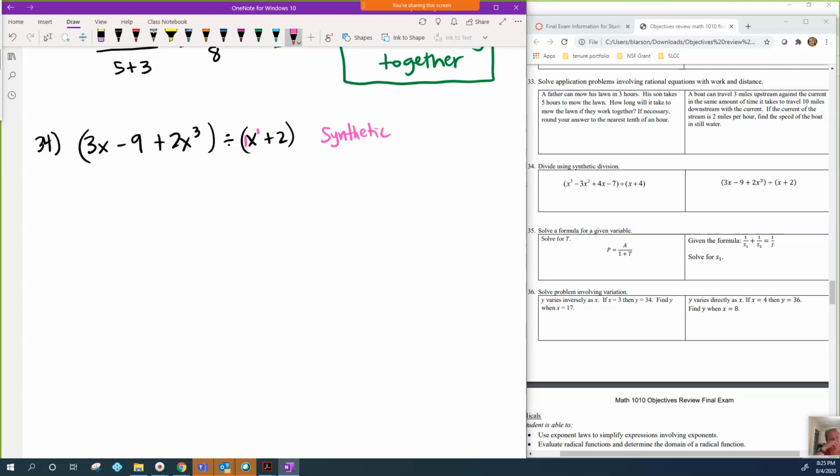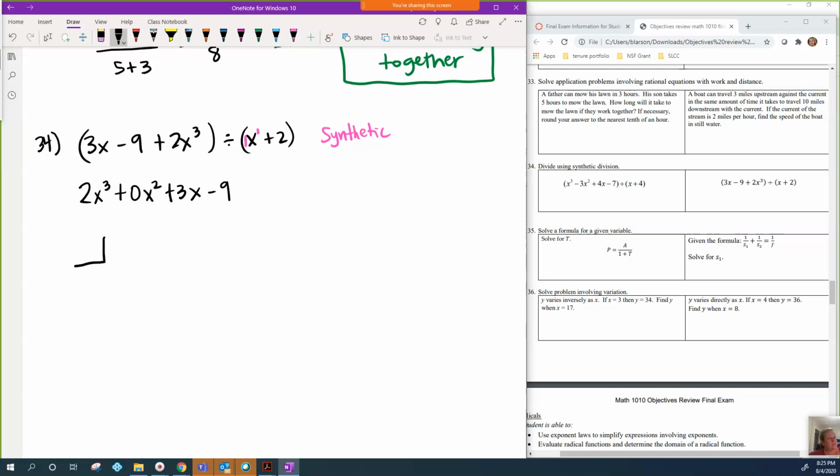Then look at this first one, because this is not in descending order, so you're going to want to rewrite it so it's in descending order. Descending order means the highest exponent first, right? So I'm going to have 2x to the third power, and then I want to do my x squared term next. Oh, but I don't have an x squared term, so I need to put a 0 in there to hold the place open for that x squared term. Then my x term comes next, and then my constant term, right? I need to look at this because remember I'm using the coefficients of these in my synthetic division.